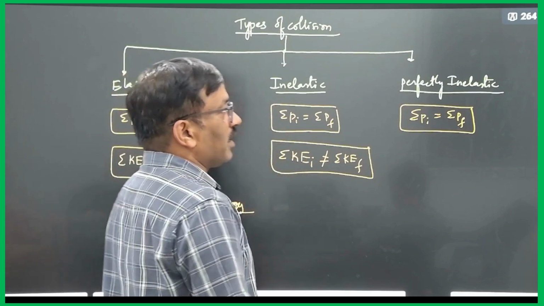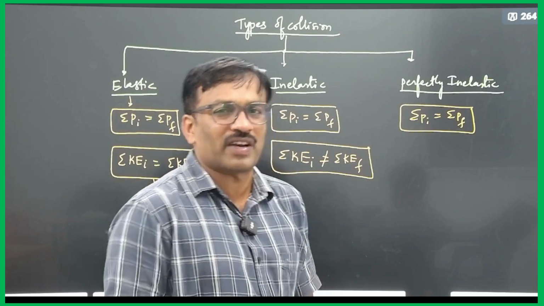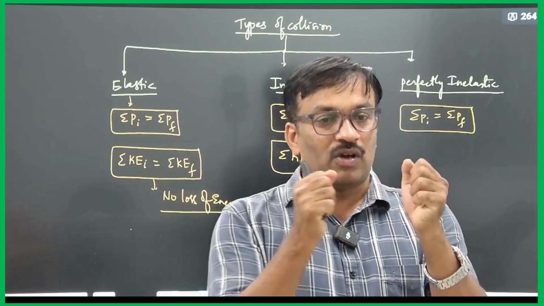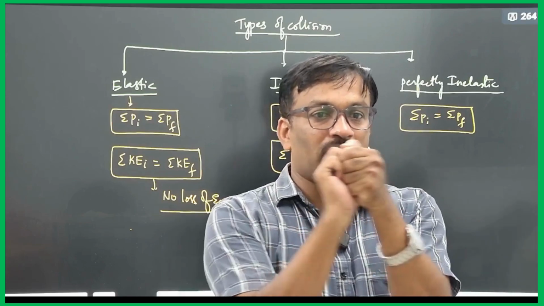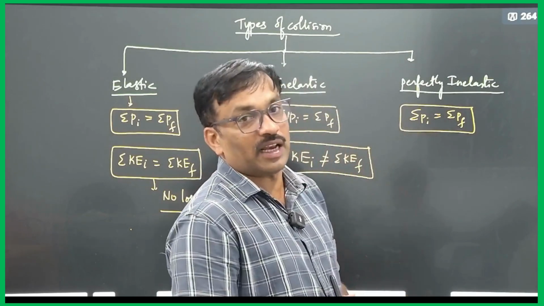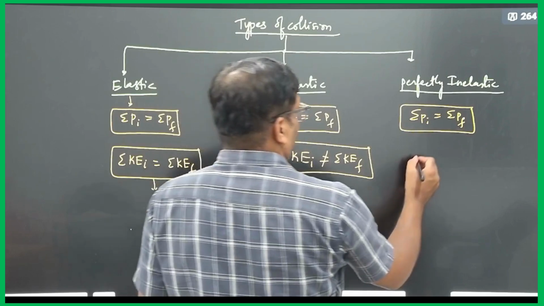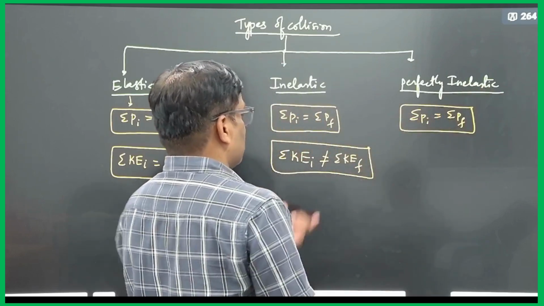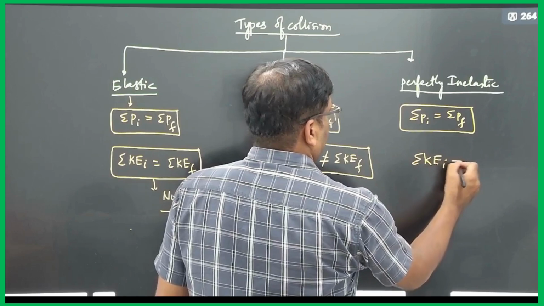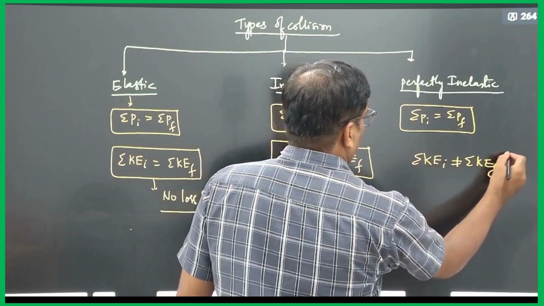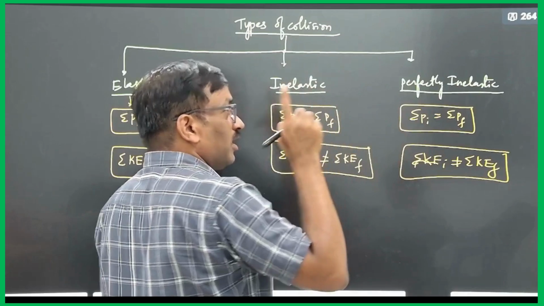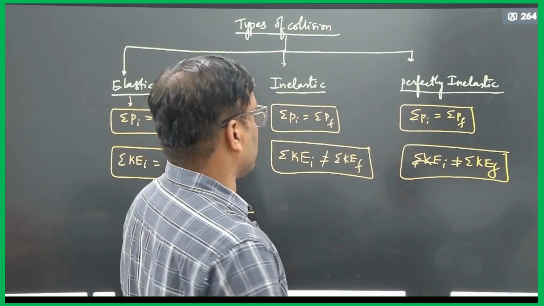What does a perfectly inelastic collision mean? Before collision they will be traveling as different objects. Once they collide they stick together and move like a single object. That type of collision is said to be a perfectly inelastic collision. In this also, kinetic energy initial is not equal to kinetic energy final. Inelastic means compulsory energy loss will be there.